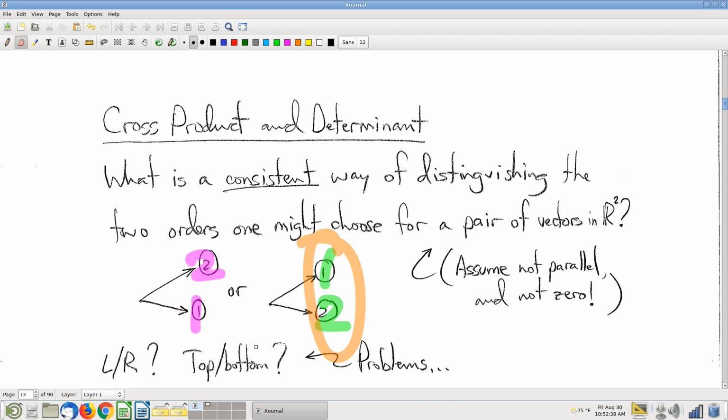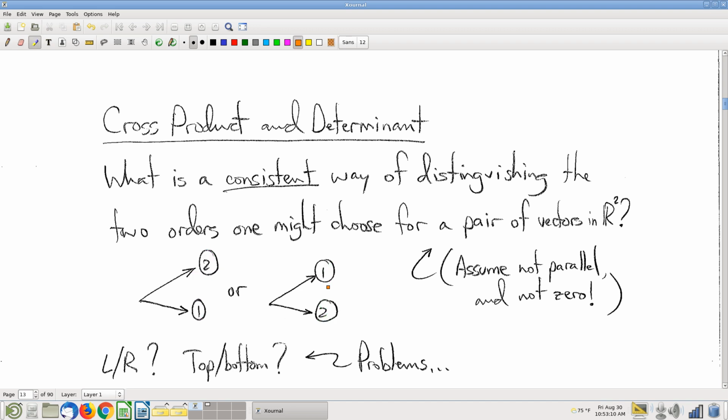So you could talk about, well, maybe we go left to right. Maybe I feel like this is sort of left to right because the first vector is slightly further to the left, whereas this one's right to left because the first vector there is slightly to the right. But you can see that's perspective dependent. I mean, how silly is this? If I turn my head just slightly, then that changes. So that's not very satisfying.